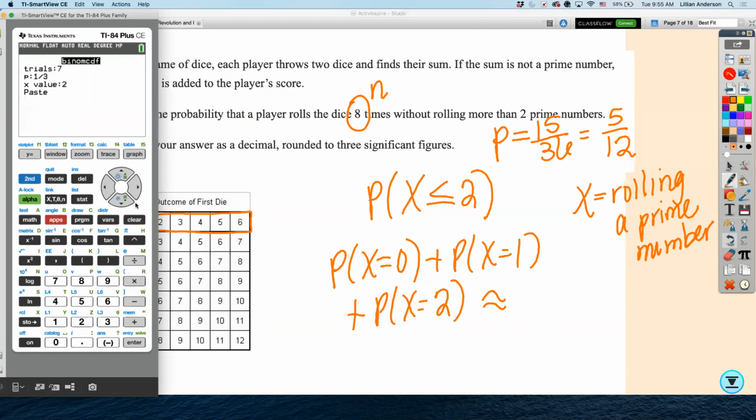So second vars, option B, because this is a CDF. I have 8 trials for my 8 times I played. My probability is 5 out of 12, or I could put 15 out of 36. My x value is 2. And so that is my probability, rounding it to 3 significant figures, 0.282.